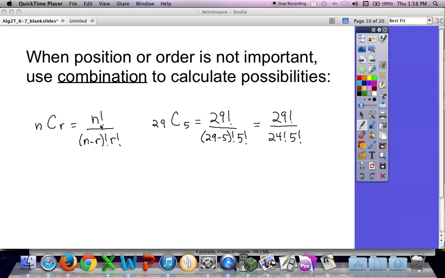Okay, when the position or the order is not important, that is called a combination. Not really a new word because you use it in other contexts, but it's new in this context, right? It's kind of a math vocabulary word. The n and the r still mean the same thing. The n is the number in the group, and the r is how many you are choosing.